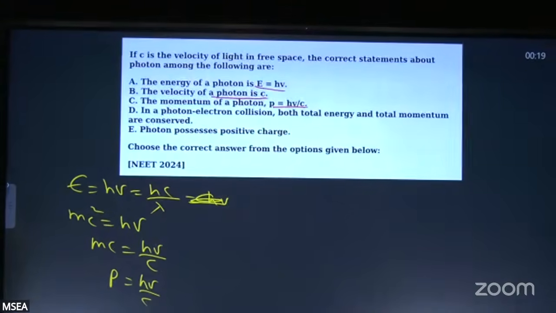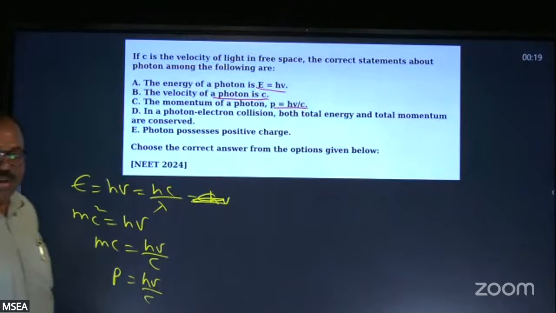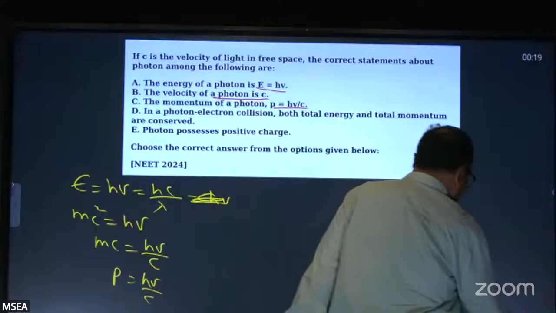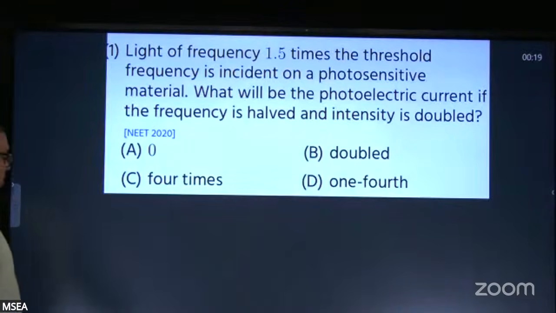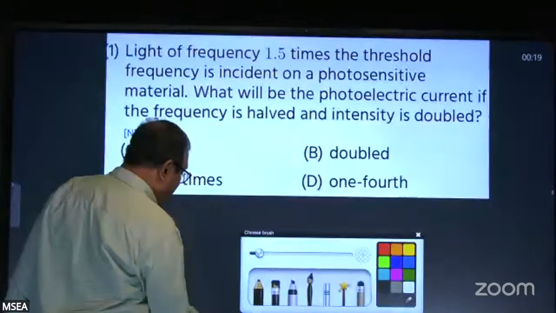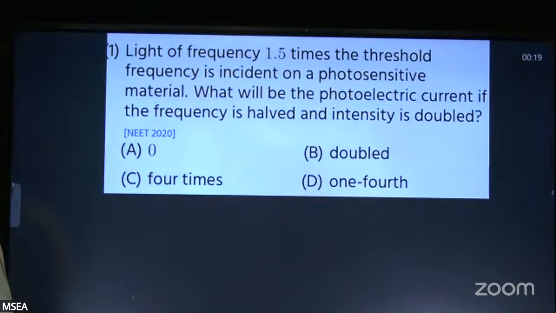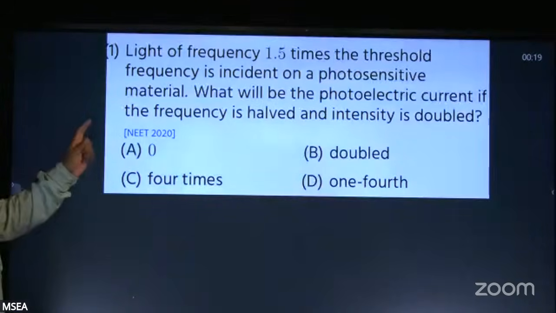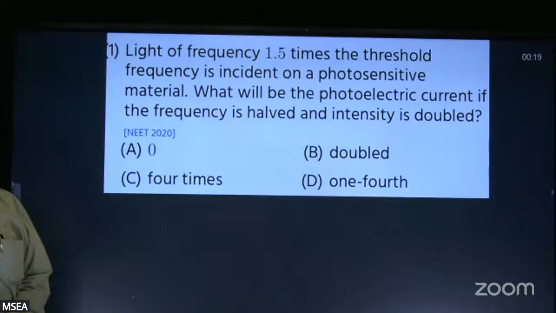Yes. So simple things you have to remember in this, based on the theory they are asking about the photoelectric effect. Next, come to another one. Yes, this question, let us take. Previously this was asked here: the light of frequency 1.5 times the threshold frequency, this is 2020, is incident on a photosensitive material. What will be the photoelectric current if the frequency is halved and intensity is doubled?